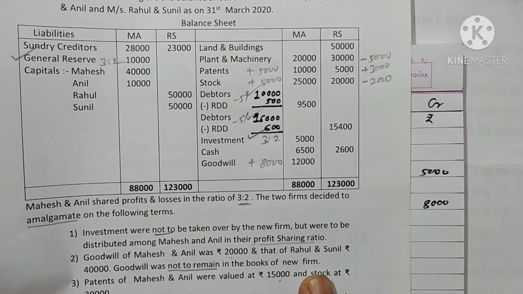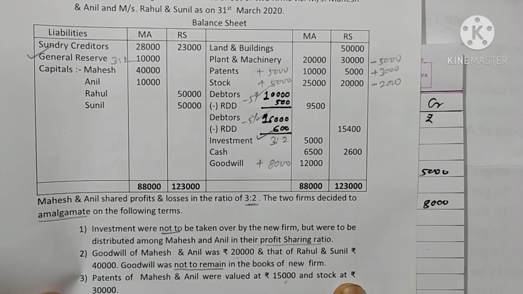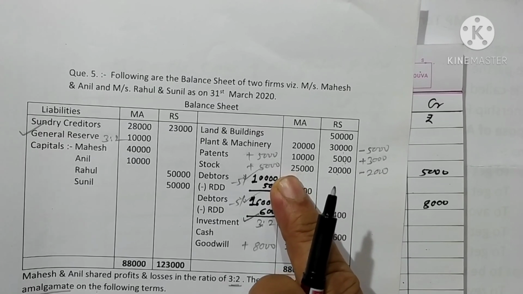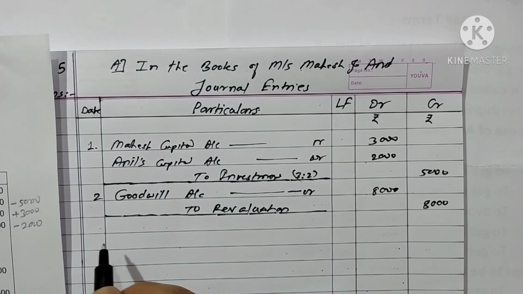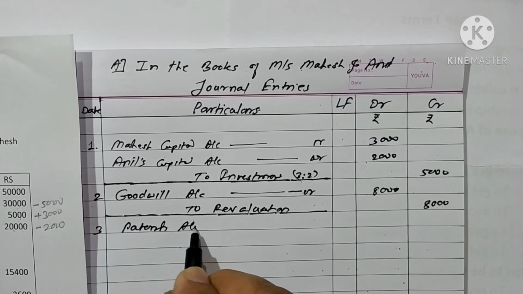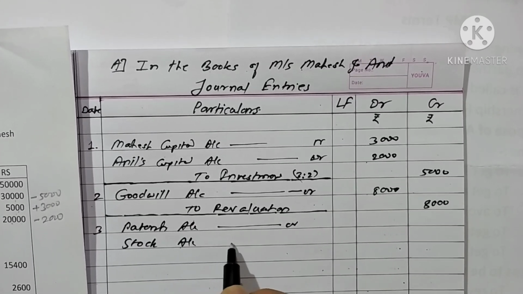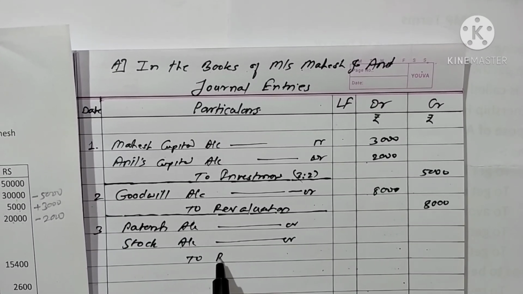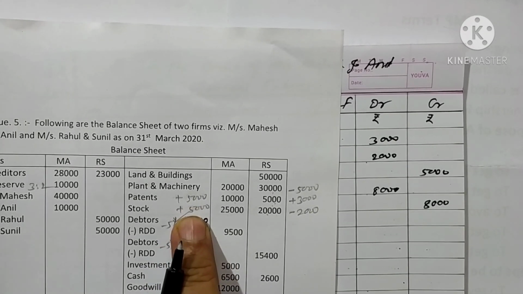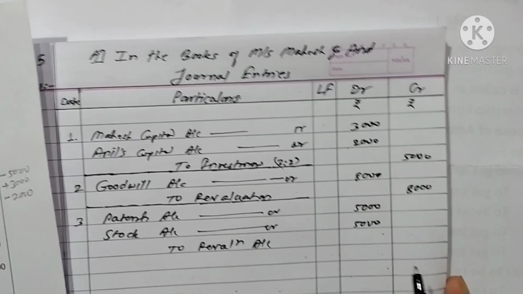Now next one. Patents of Mahesh and Anil were valued at rupees 15,000 and stock at 30,000. Patents we have to increase and stock also we have to increase. Both assets are to be debited. We write a combined entry. Patents account debit, stock account debit, and to revaluation account. Rupees 5,000, 5,000. Total comes to rupees 10,000.